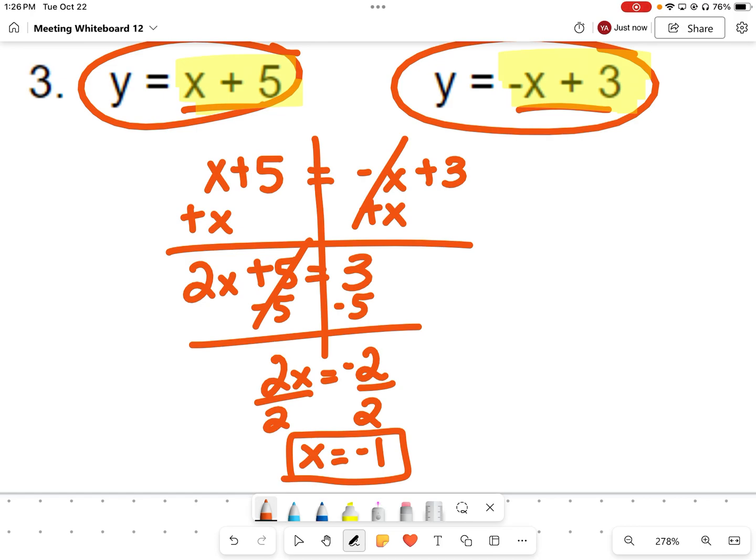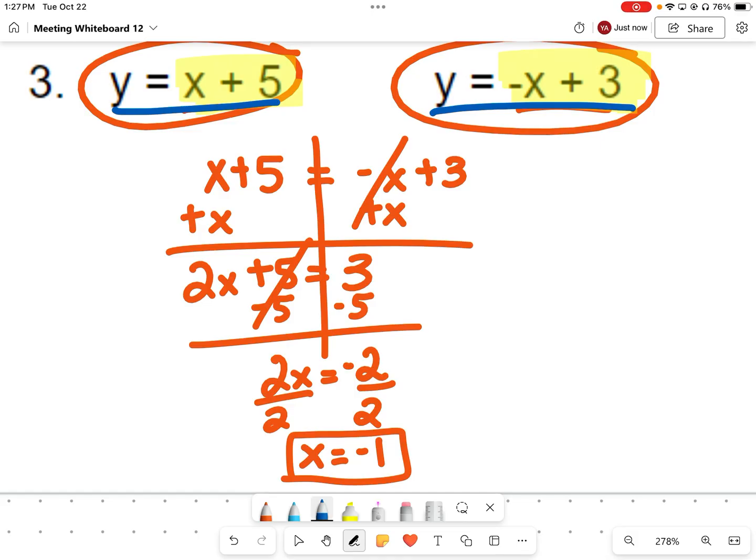Okay, so we have the x, but we don't have a y yet. We still have to find y. But we have x, so look at our two equations up here. Which equation do you think it would be easier to plug in a negative 1 for x to find y? The first one or the second one? I'd say the first one because we have a positive x. The second one has a negative x.